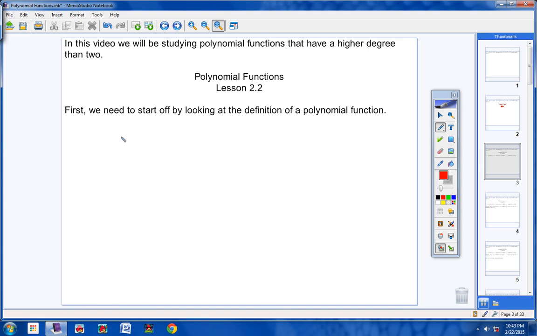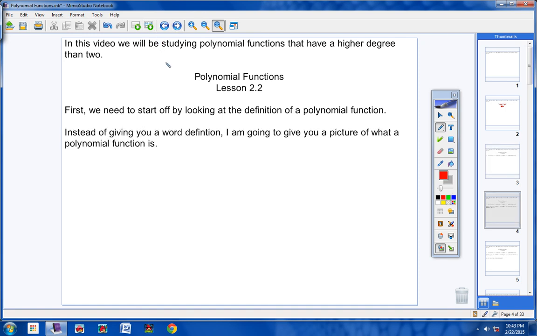Now, first, we need to start off by looking at the definition of a polynomial function, okay? So here we go. Instead of giving you a word definition, I'm going to give you a picture of what a polynomial function is. So please take really good notes, okay? Copy this down.